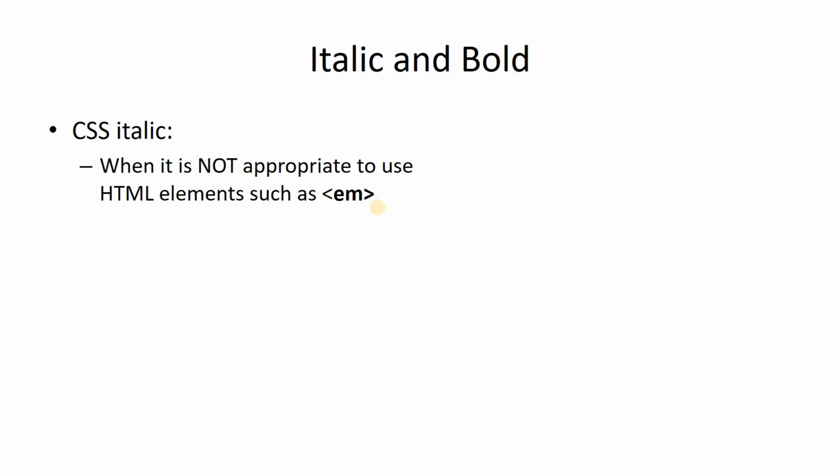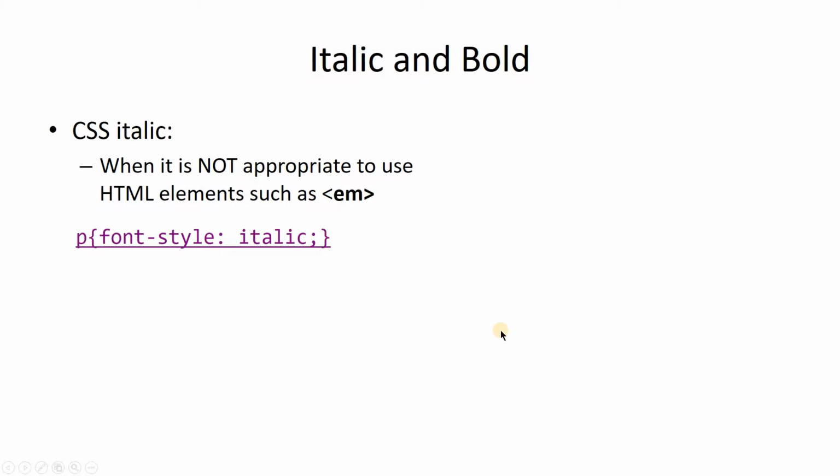It is also possible to use CSS formatting to set text as either italic or bold. Okay, to set the text as italic, this is when it's not appropriate to use EM, which besides setting the text as italic, also means emphasizing the text since they are important in some way. So the way to do this is using font style property and set the value as italic.